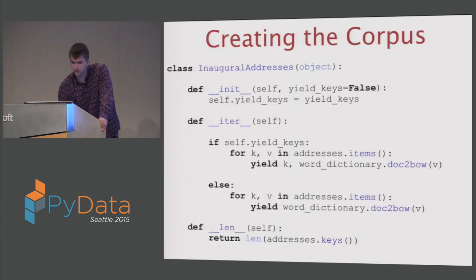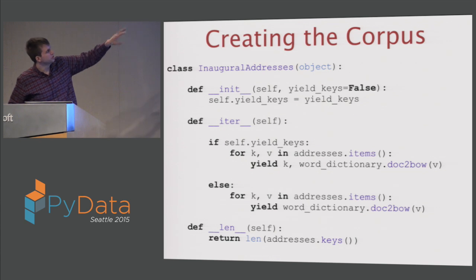So let's talk about this kind of analysis real quick. I think I only have a couple minutes left. This is the corpus you saw earlier, except it's changed a little bit. So there's this yield keys.